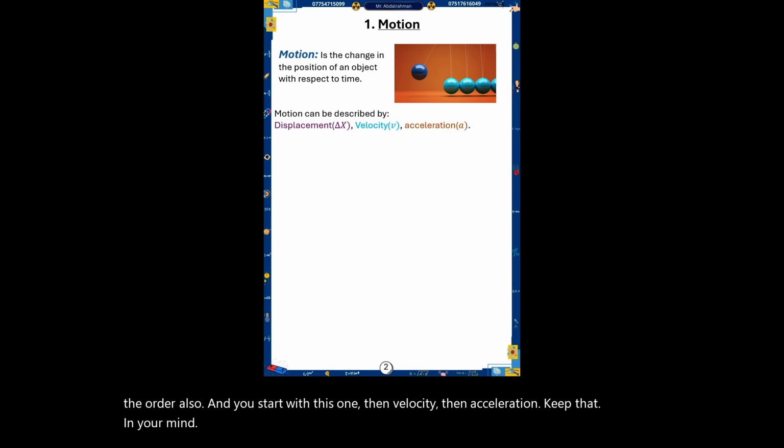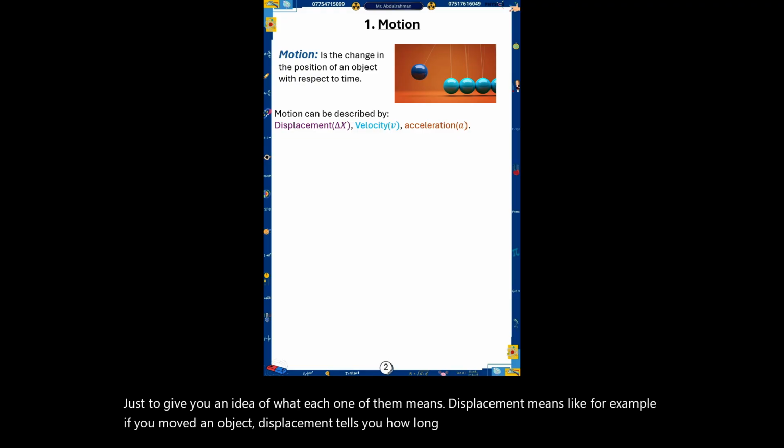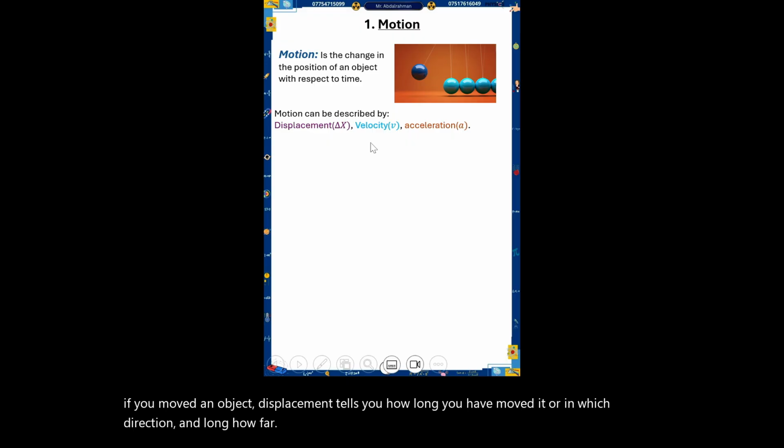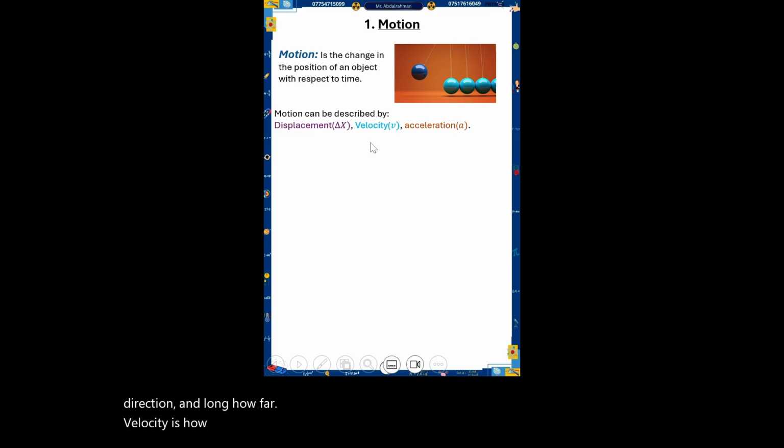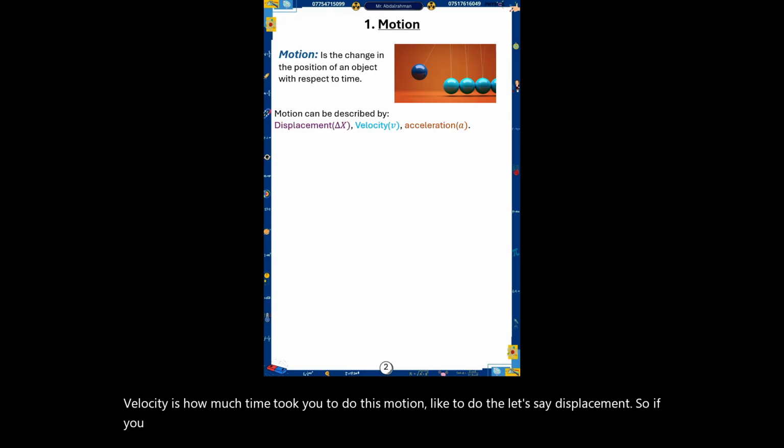Just to give you an idea of what each one of them means, displacement means, for example, if you moved an object, displacement tells you in which direction and how far you have moved it. Velocity is how much time it took you to do this motion, let's say, the displacement. So if you do it fast, you will take less time. If you do it slow, you will take a long time to do that motion.